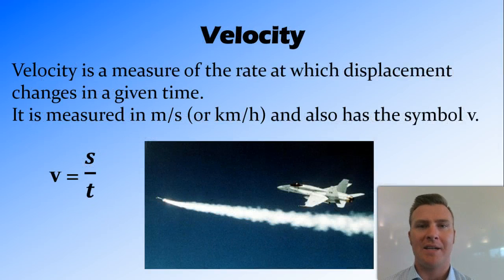So velocity is related to speed, but rather than going off the distance changed, it's going off the change in displacement. It's again measured in meters per second and also uses the symbol V. So in this case, velocity equals displacement divided by time.